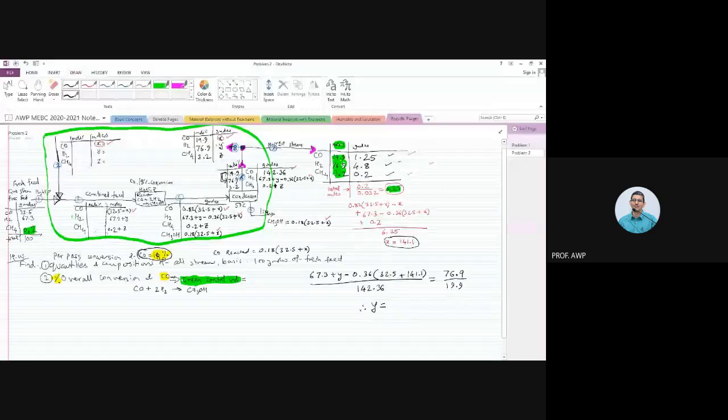Is that what you are saying, Nishan? Yes, sir. Okay, so what is the value of Y? 541.8. Okay, go forward. So we have got X, we have got Y.